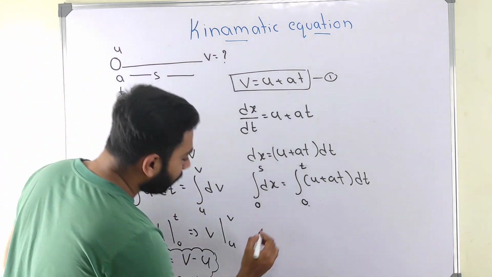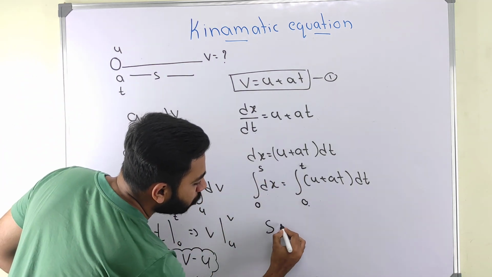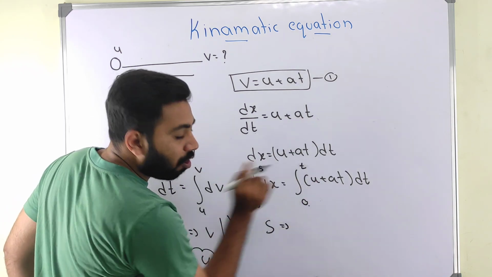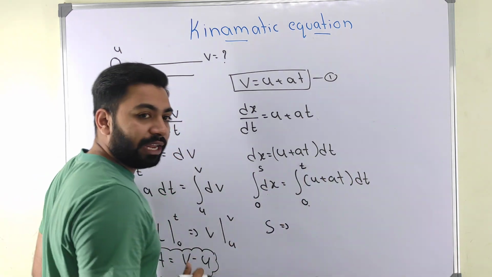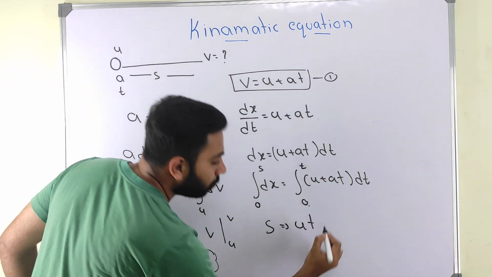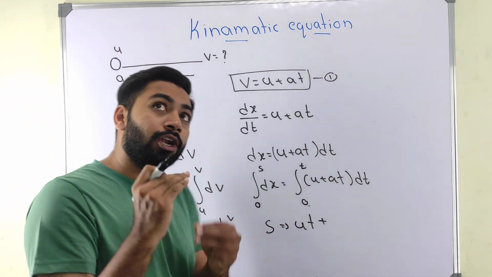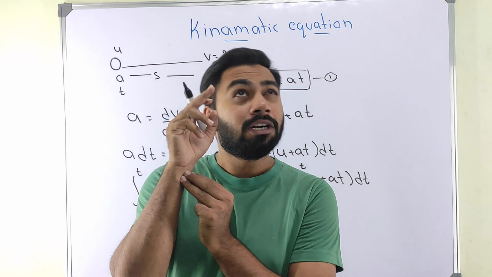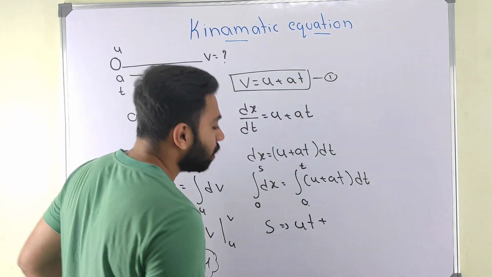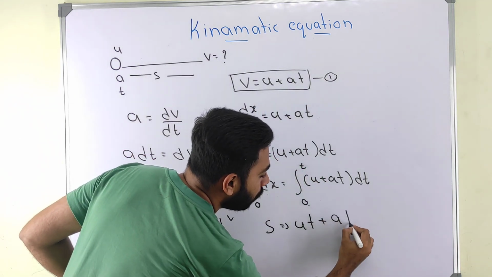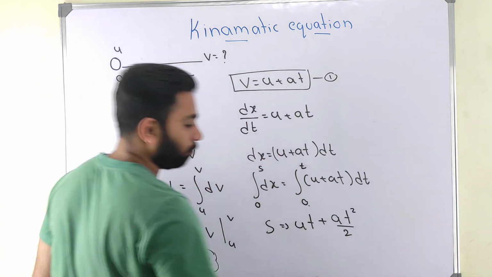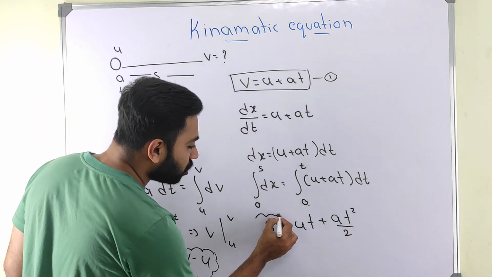On integrating this, I will get s = ut, since u is a constant with respect to dt, plus the integration of t with respect to dt, which is t squared by 2. So s = ut + (1/2)at squared. Our second equation.